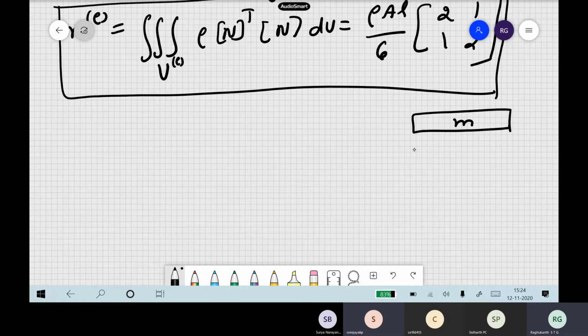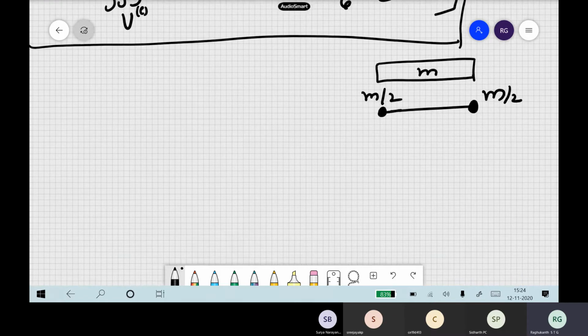The entire mass is lumped at a point. So you can model it as the entire mass dumped at one node. Or sometimes for this type of problem, the best thing is to lump this mass at the two nodes. So you have two masses, m by 2, m by 2. Or you can even model this problem as three masses, m by 3, m by 3, m by 3. This way also we can model the mass matrix.